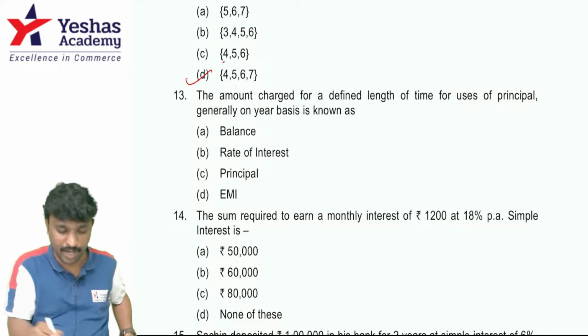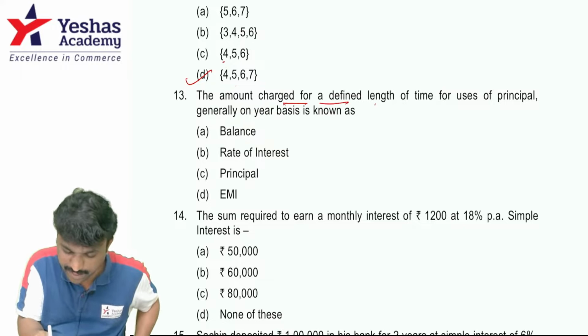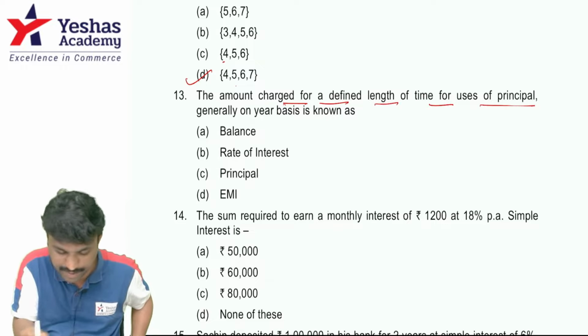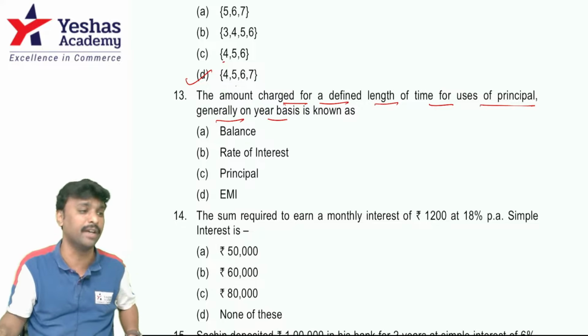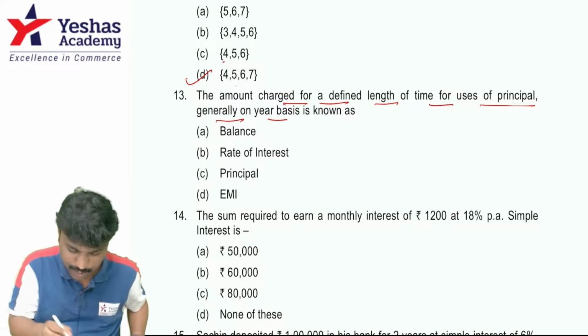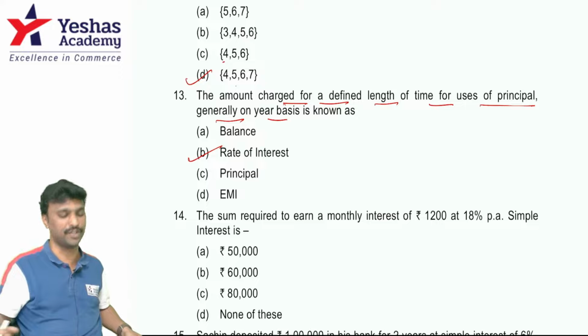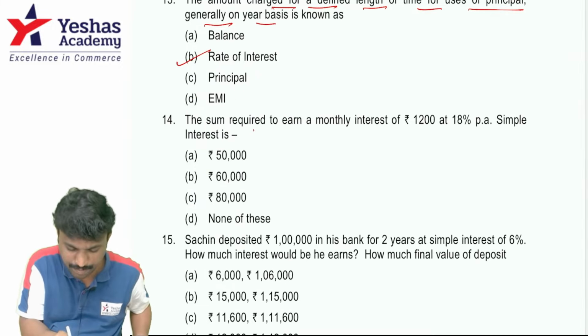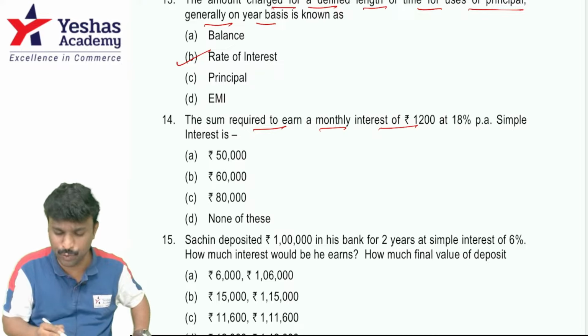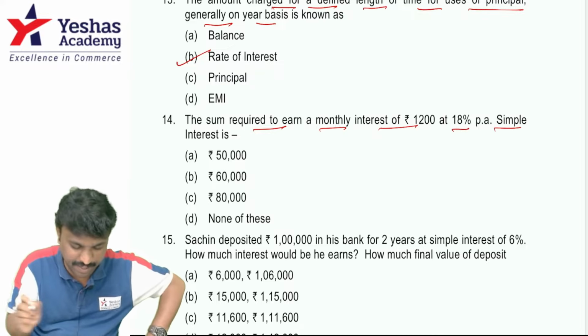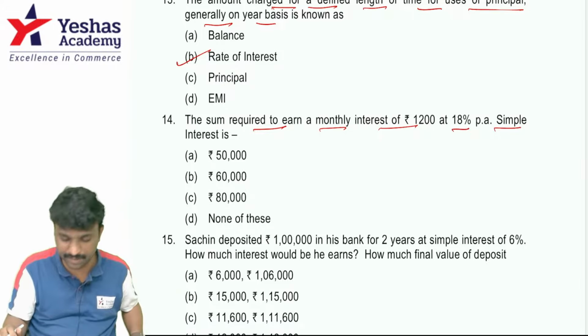Moving on to the next question: the amount charged for a defined length of time for use of principal, generally on the basis of year. On the basis of year means per annum, so it is definitely the rate of interest. The sum required to earn a monthly interest of 1200 at 18% per annum interest is... It's one of the ICAI exercise questions.